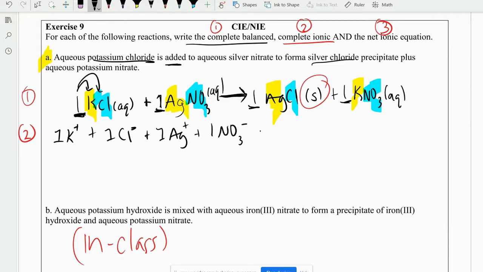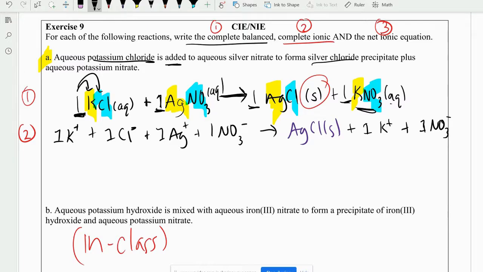Don't forget your charges. Now I know that the silver chloride is not going to break apart into its ions because it's a solid. However, the substance that remains on the product side, this potassium nitrate, since it's aqueous, will also break apart into its ions. And don't forget to indicate how many there are. Again, the coefficients and subscripts will tell you that.